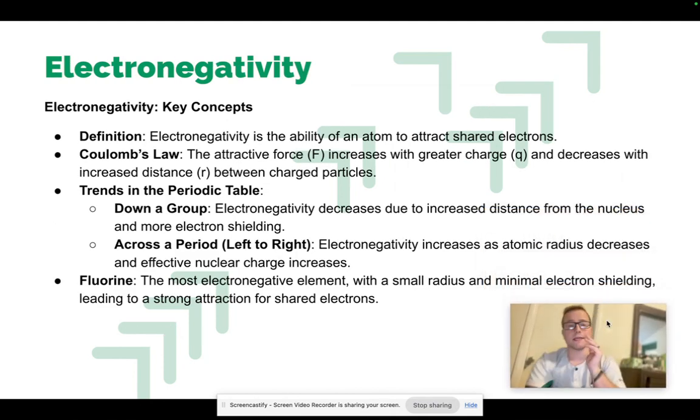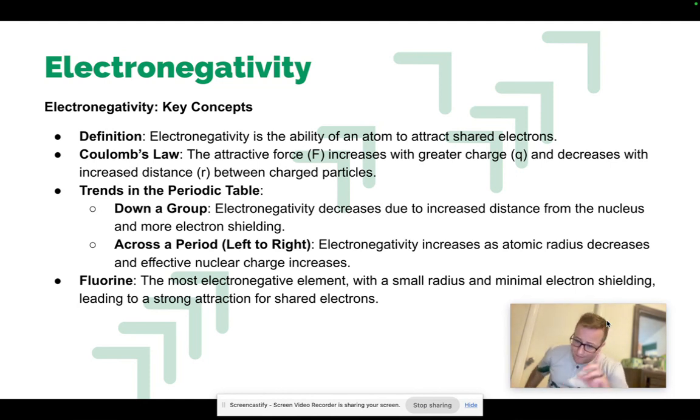Okay, electronegativity. Electronegativity is something we talked about in Unit 1 as well. Realize we have to know what this is. It's important for oxidation numbers, and it's important for the periodic table trends. It's important for everything we do in class. Electronegativity is the ability of an atom to attract shared electrons.